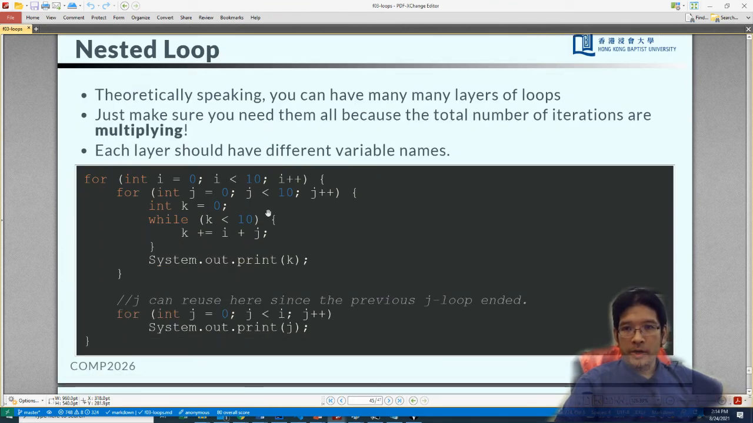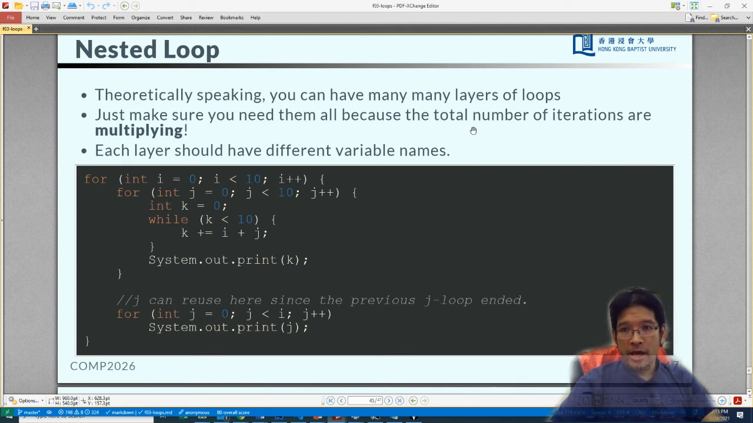So theoretically speaking, you can have many layers of loops. You have to make sure that you need them all, because the number of iterations are multiplying, which means the number of operations is growing via multiplications. Eventually, if you have too many layers of loops, you will slow your program down, and it runs for a long time.